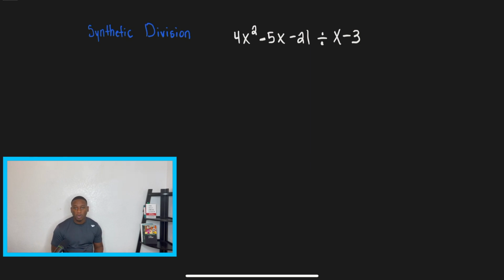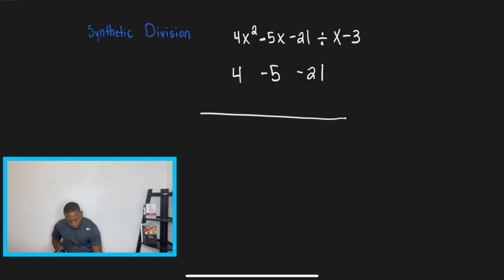In problem number one, we're going to set this problem up. When we use synthetic division, we rewrite our coefficients, the numbers in front of the variable. So we have 4, -5, and -21. We rewrite the coefficients with no exponents.